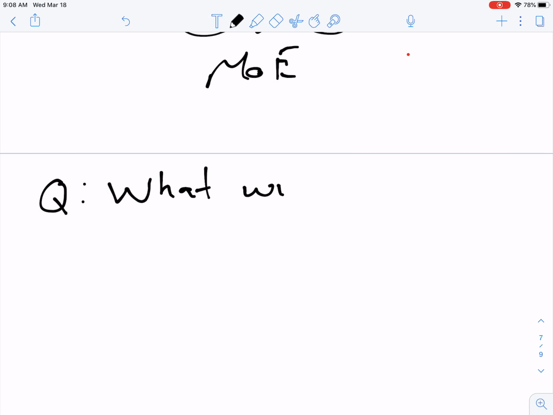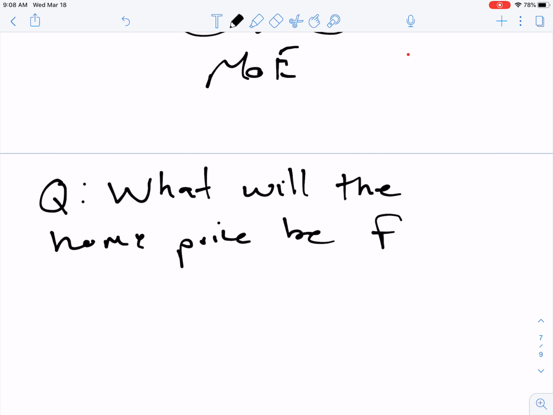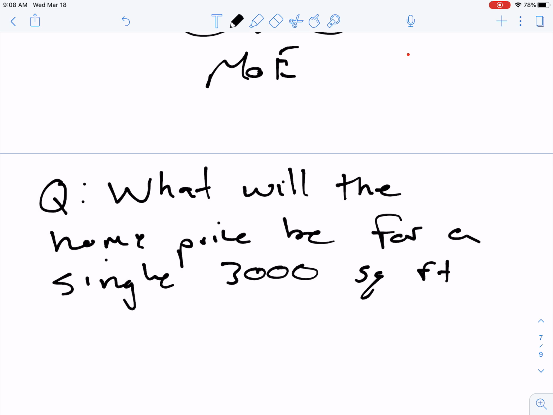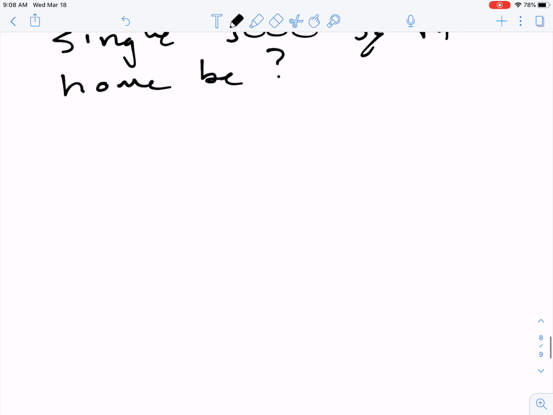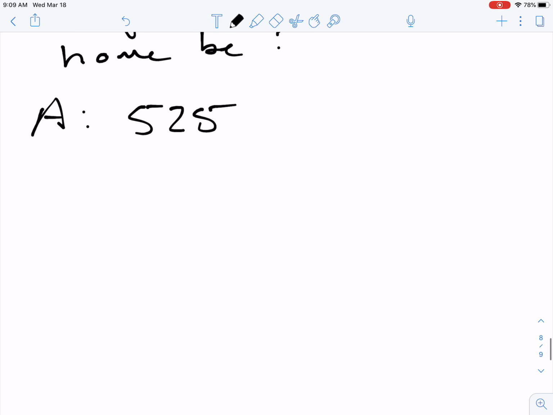What will the home price be for a single 3,000 square foot home be? So we know that the point estimate from before is 525. We're not changing that just because we're looking at a single value. And now let's just write the interval real quick.